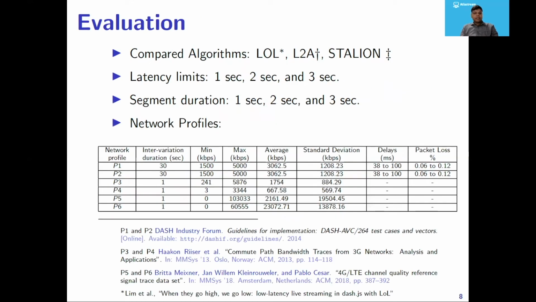We have compared QLive with three state-of-the-art methods under three different latency configurations with limits of 1 second, 2 seconds, and 3 seconds, and with an average segment duration of 1, 2, and 3 seconds. Here, we always keep the segment duration lower than or equal to the latency limit. For example, for the 1 second latency limit, we evaluated with video of segment size 1 second, whereas for the latency limit of 3 seconds, we evaluated all the methods for 1 second, 2 second, and 3 second durations.